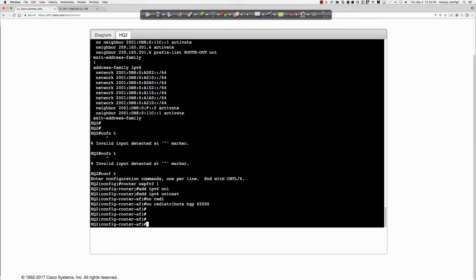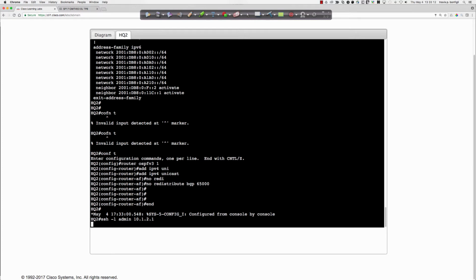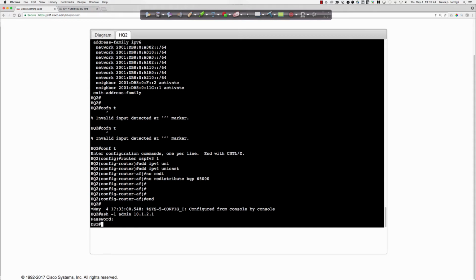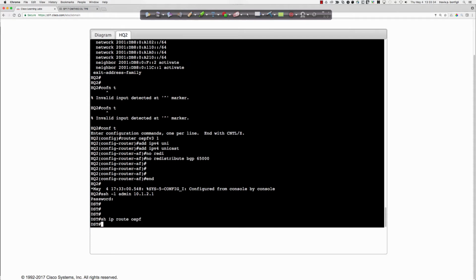Now let's go back over to SSH -l admin and to 10.1.2.1. And let's see if that has taken care of the external routing information from OSPF, so Cisco. All right, so show ip route ospf is going to show me what? Nothing, right.